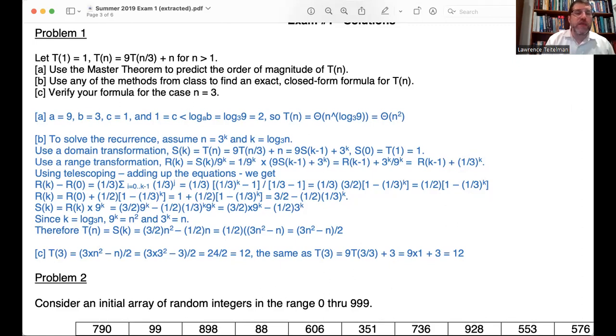Now, where did the other stuff come from? Well, on the right-hand side, what do I have? I have 1/3 to the k in the first equation, 1/3 to the k minus 1 in the second equation, 1/3 to the k minus 2 in the third equation, 1/3 to the k minus 4 in the fourth equation, and so on. So what kind of series is this? That's a geometric series with a ratio of 1/3.